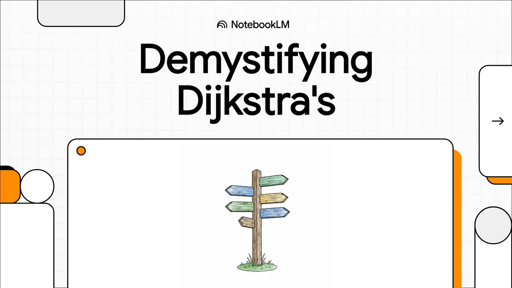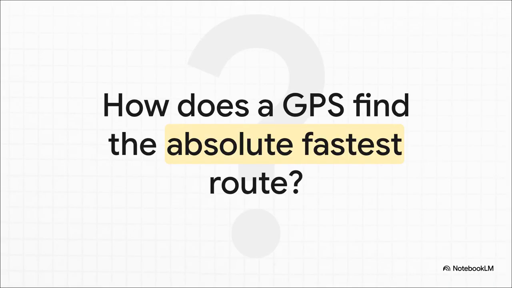Welcome to the Explainer. Today, we're tackling a classic algorithm that, believe it or not, powers everything from your map app to the internet itself. So how does it do it? Well, it uses a really clever set of rules to solve a kind of puzzle. And by the end of this explainer, you're going to understand exactly how it works. Okay, let's dive into this.